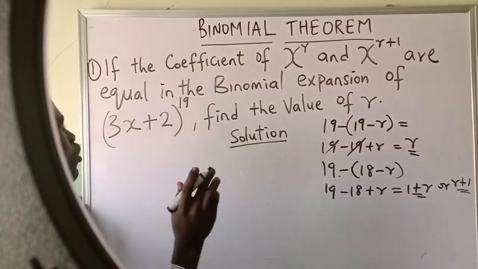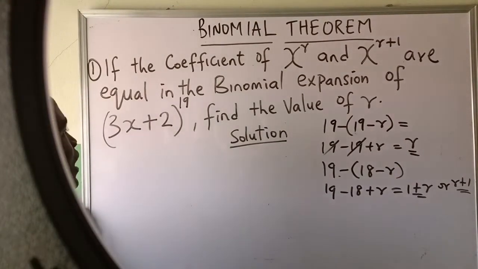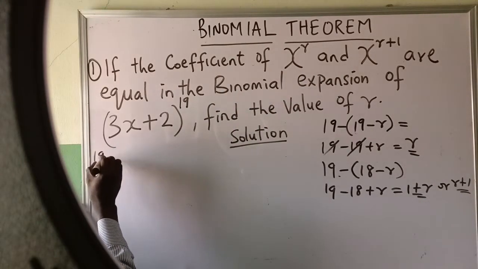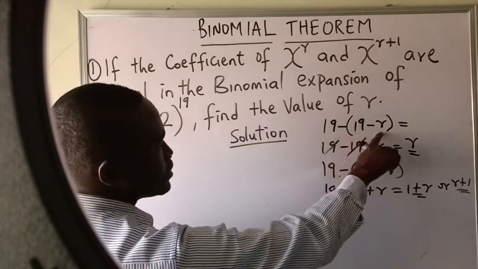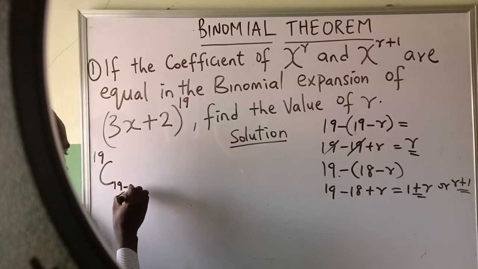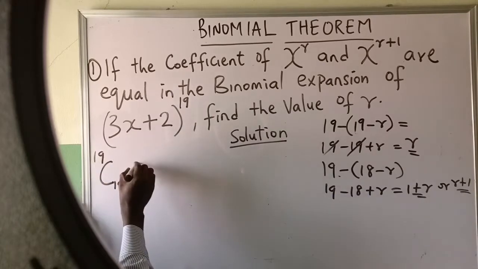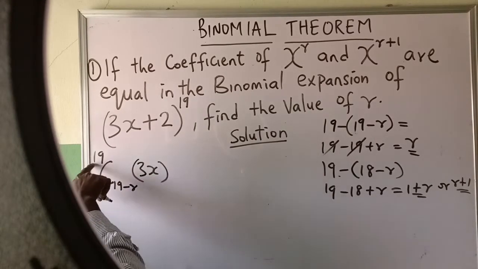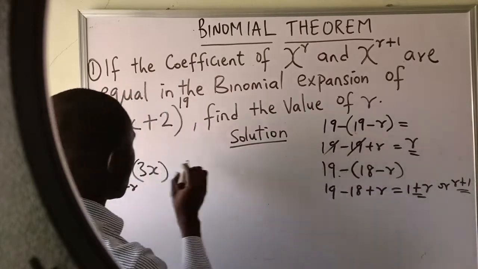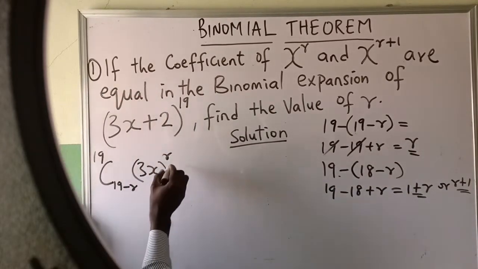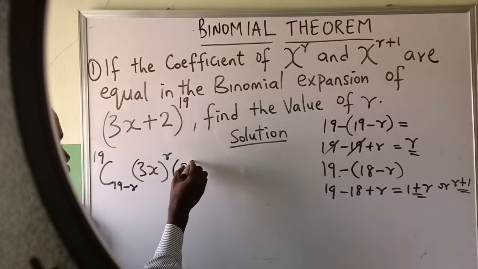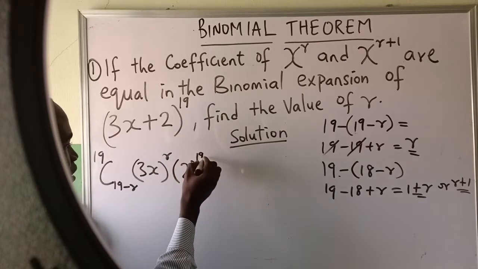Having them in our mind, what we have to do now is package this. We now say 19 combination 19 minus r. We write the first term 3x. We now say this minus this, 19 minus 19 minus r, we got it to be r. We say raised to power r. We now say bracket the second term 2 raised to power of 19 minus r.